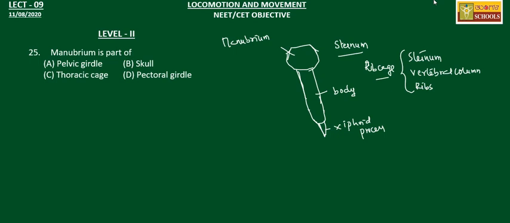So here, as they did not mention sternum, the manubrium is not part of a pelvic girdle, nor part of a skull or the pectoral girdle. It's part of the rib cage, which is the thoracic cage. So the right answer is thoracic cage, that is C option.